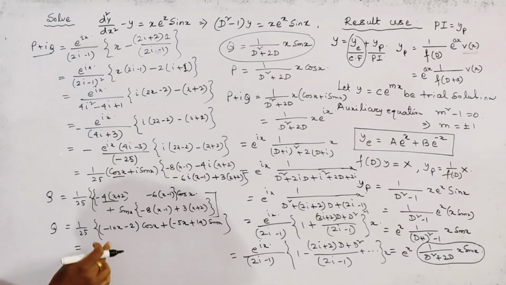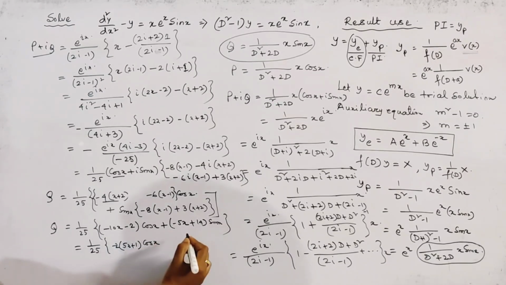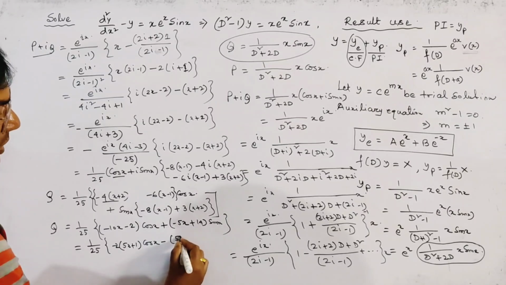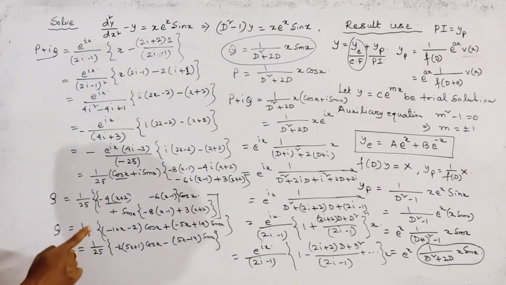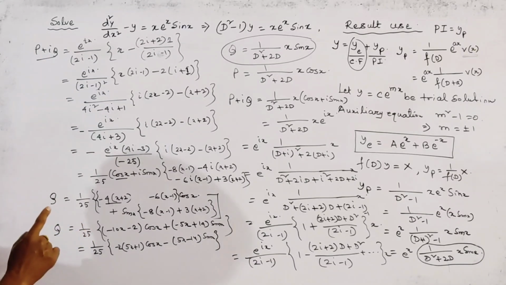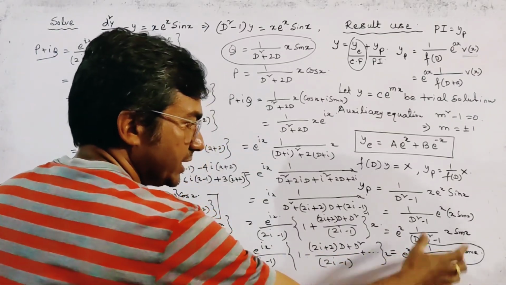Okay, so by taking common negative we get the result as 1 by 25, and this is minus 2 (5x plus 1) into cos x, and this is (5x minus 14) into sin x. But this is not our final answer, because this result, that is the value of q, we here put, then we get the total particular integral.